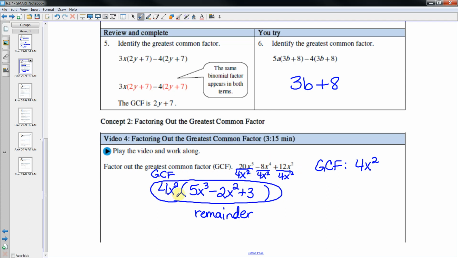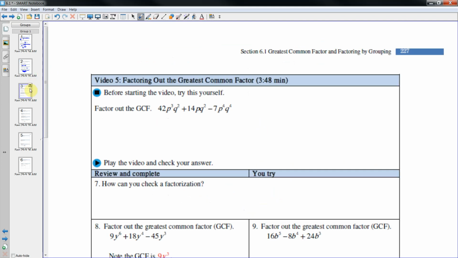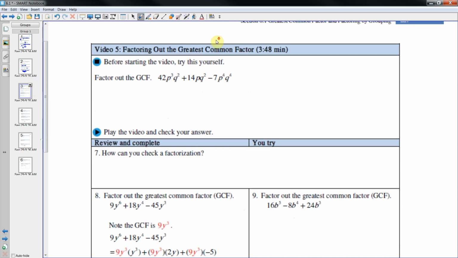Now, is there a way to check that? What do you think? Yes, there's a way to check it. If I've distributed 4x squared and I cleared my parentheses, I should end up with the 20x to the 5th minus 8x to the 4th plus 12x squared when I distribute the 4x squared. So these are all checkable. See if you got it right. Okay, let's look at this one.